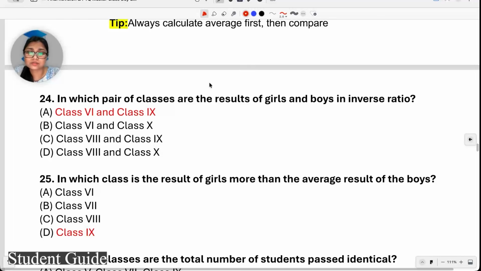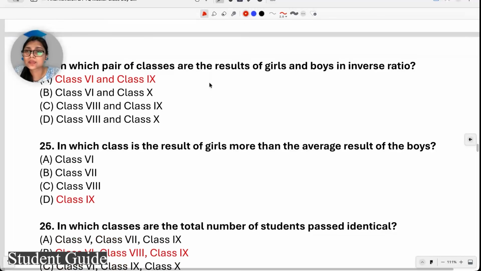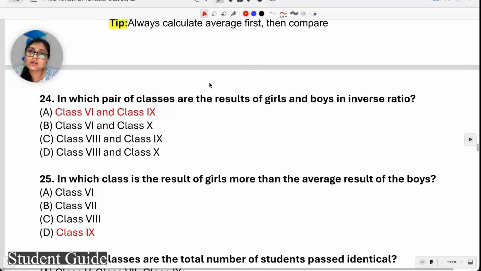Now going to check the next questions. So here are 3 questions. First one is, in which pair of classes are the results of girls and boys in inverse ratio? So inverse ratio means A is to B, and you need to find B is to A. That is the inverse one. From that table, you will find it. So that is very easy.